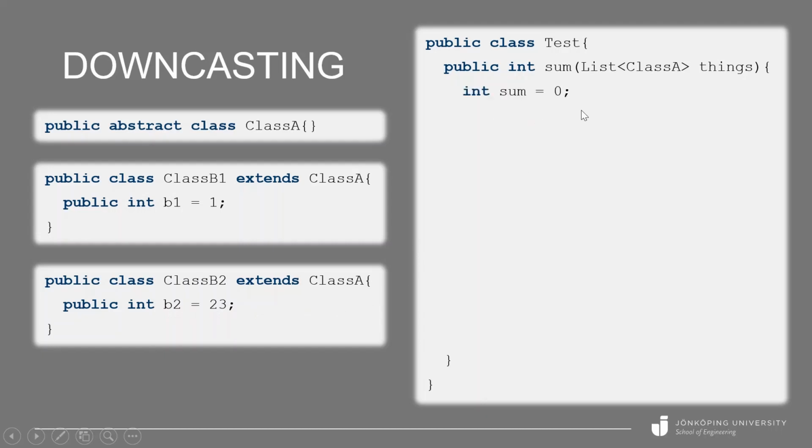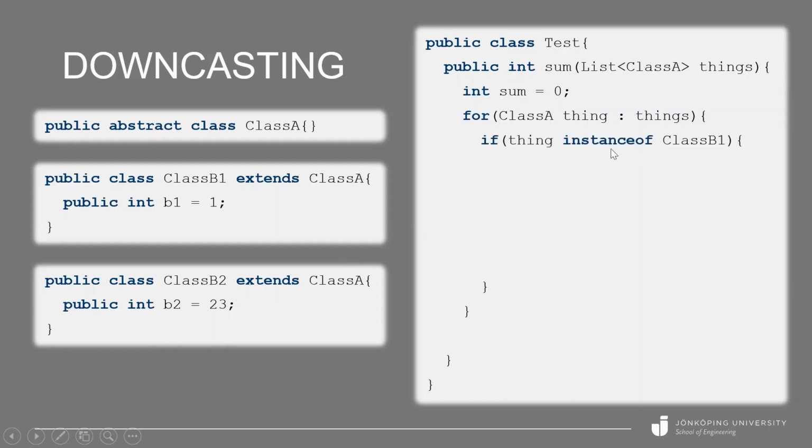So here we start with a sum variable starting on 0. Then we use an enhanced for loop to iterate over all the objects in the list we received. So here we need to figure out, should we take the B1 instance variable and add it to the sum, or should we take the B2 instance variable and add it to the sum? And that depends on if the thing we're iterating over is an instance of the class B1 or if it's an instance of the class B2.